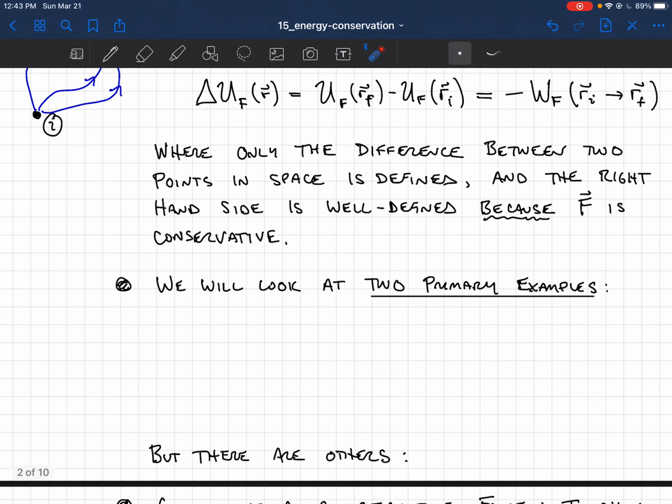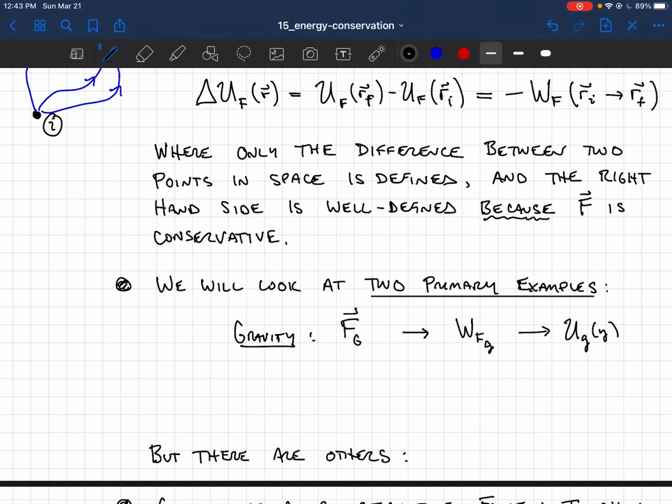So we're going to look at two primary examples, and I'll just write them down. The first is gravity, as I already mentioned. So we have the force of gravity vector. The force of gravity points down. It has magnitude mg when it's acting on a mass m. And then that determines the work done by the force of gravity. And the work done by the force of gravity, it turns out, doesn't depend on the path that you take. And we'll have a potential energy function, which we'll write as UG.